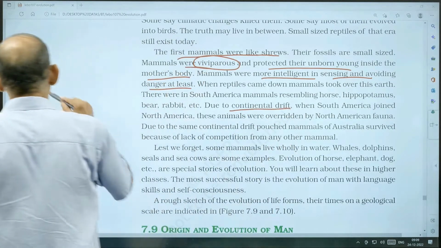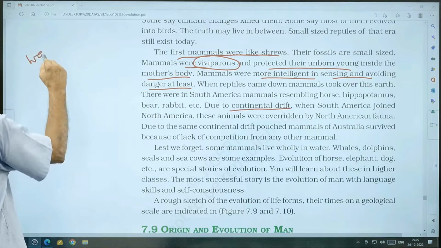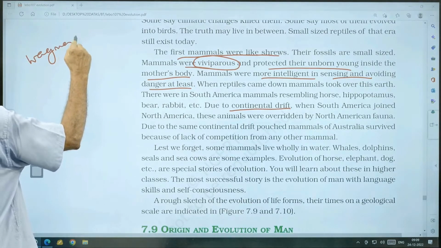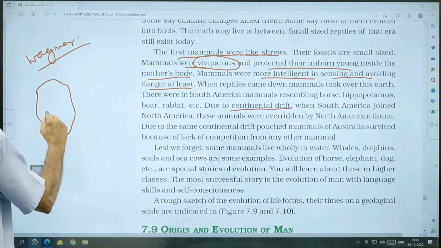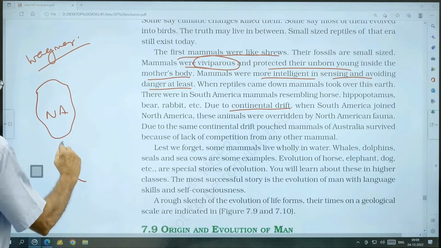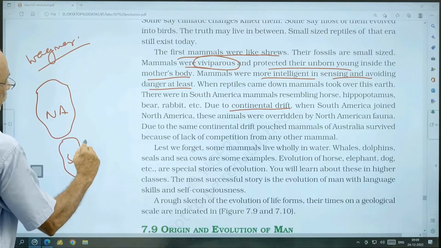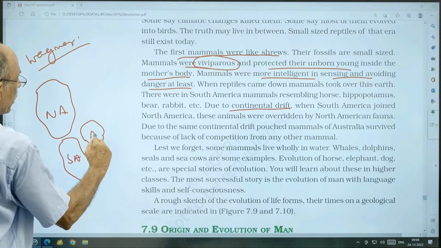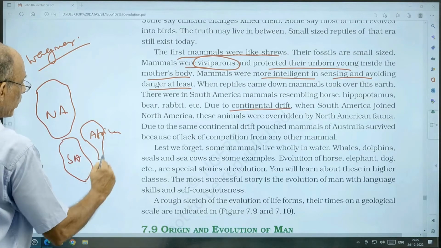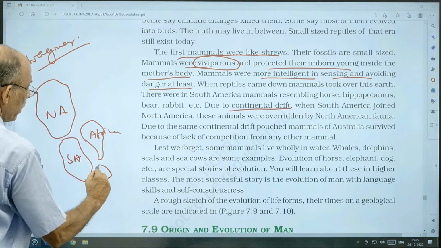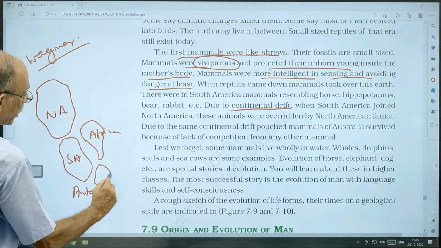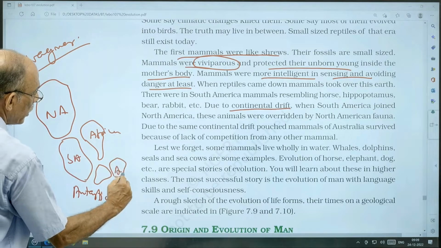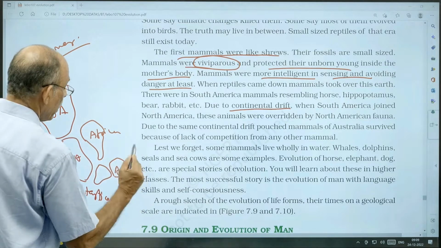And there is something about continental drift. What is meant by continental drift? That was developed by Alfred Wegener. According to him, this is North America, this is South America, this is Africa, this is the Antarctica continent, and here we have the Australian continent.